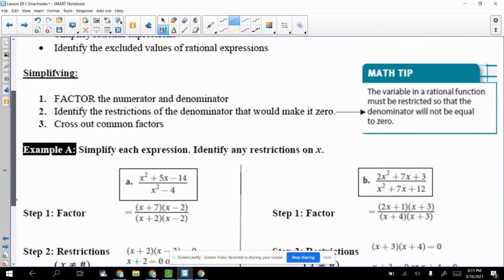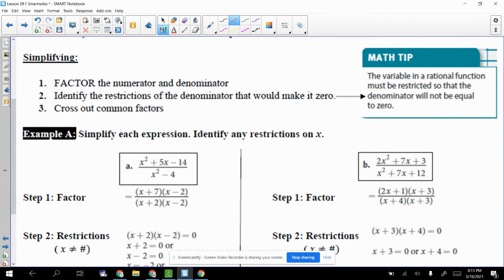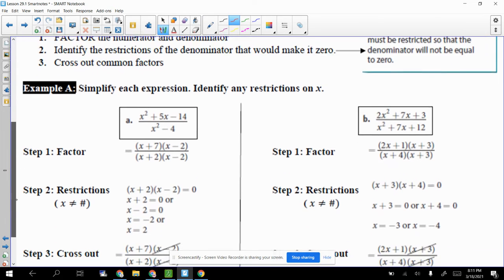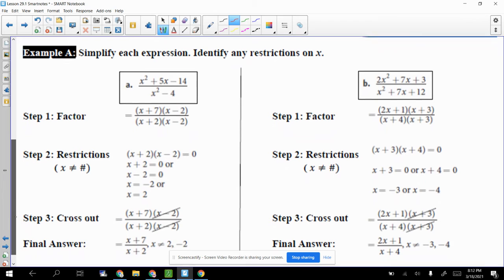So first thing here is that in order to simplify, we are going to need to factor the numerator and the denominator. So basically factor everything. And then from that, you're going to identify the restrictions of the denominator that would make it 0. So basically set the denominator equal to 0 and see what the restrictions are. And then step 3, cross out the common factors to simplify.